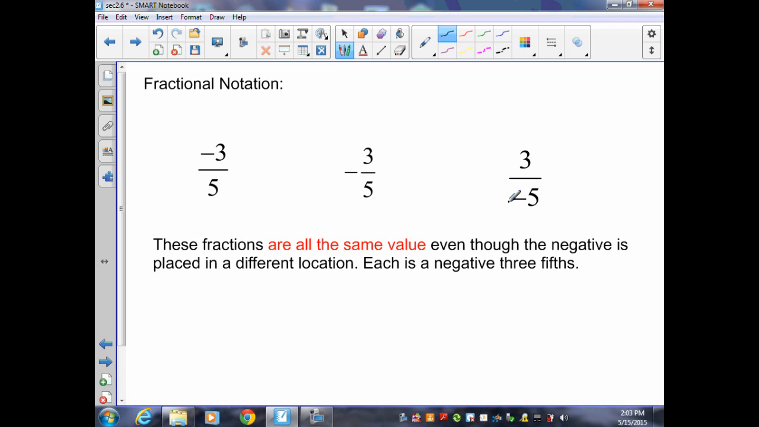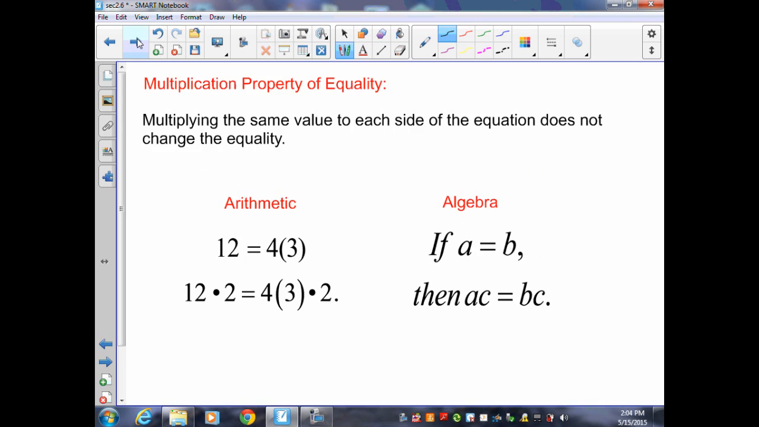And I want you to realize that even though the negative sign is placed in different spots on each one of these fractions, they are all the same value, even though the negative is placed in a different location. Each is known as a negative 3/5. So when you see this, don't get nervous. Just understand each notation may look different, but essentially it's the same exact problem.